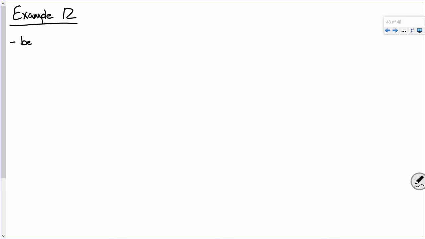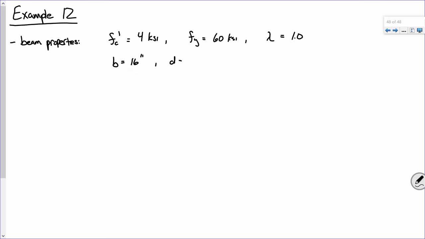Since you all don't have the slides, let's write some things down. So I'll say beam properties. fc prime is 4 KSI, fy is 60. Now lambda, our lightweight aggregate factor, is 1 since we're dealing with normal weight concrete. Now let's see, b is 16 inches, d is 25 inches.